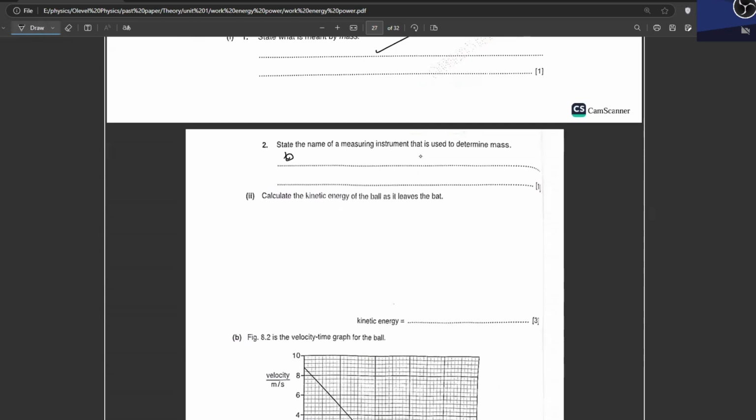Maybe electronic balance. Yeah, that will work perfectly fine. Electronic balance, or you can say beam balance. That also works perfectly fine.